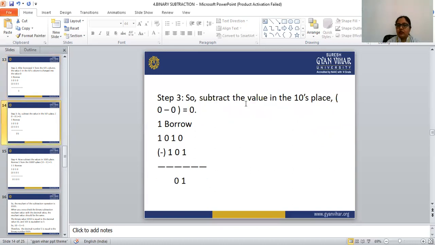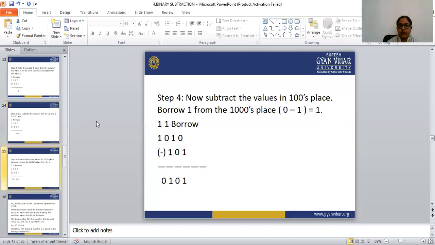So subtract the values in the tens place: 0 minus 0 is equal to 0. So we have written here 0. Okay, next step. Now subtract the values in the hundreds place. In the hundreds place, there is again 0.